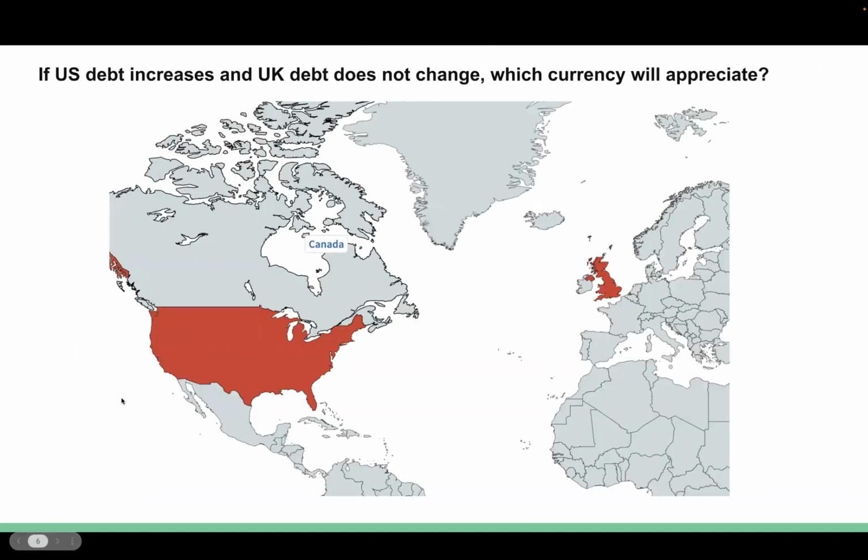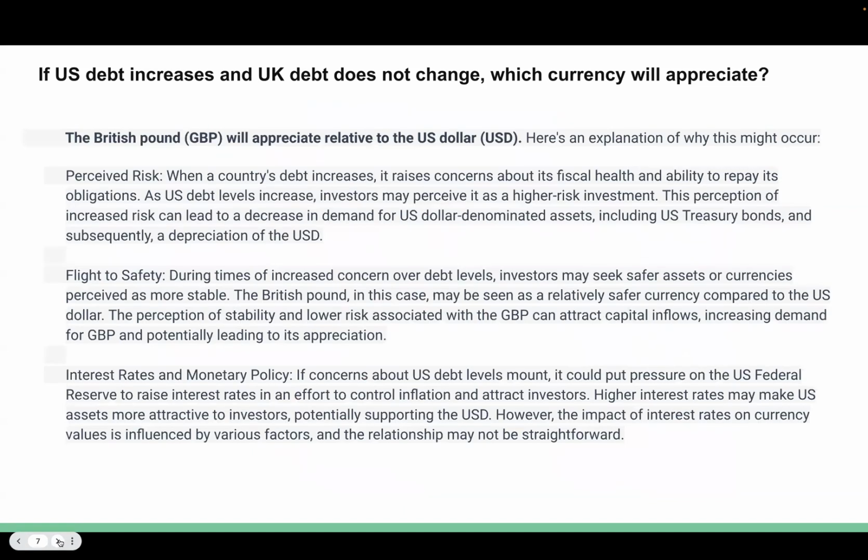Let's take another example where the United States debt increases, and let's imagine a scenario where the UK debt does not change. So UK debt levels stay exactly the same, but for some reason the US debt level increases. What's going to happen there with the US dollar? What's going to happen with the British pound? So now we have a situation where the US has taken on a lot more debt and the UK has not done that. What would happen? Well, that is going to weaken the US dollar. The British pound is going to appreciate in that example.